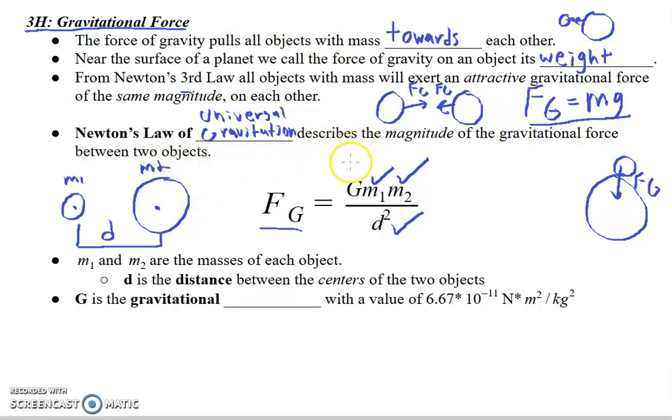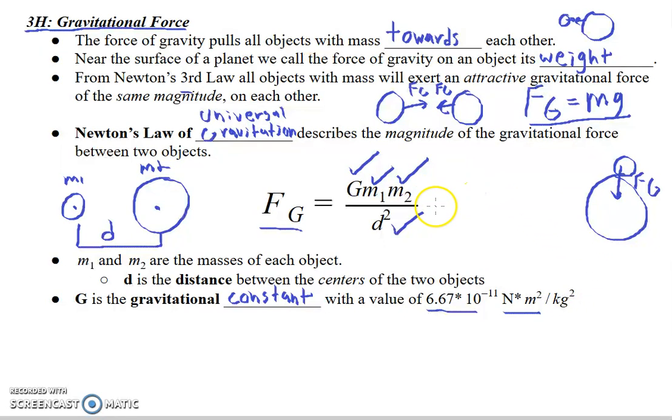And the last thing is, what is this G? This G is the gravitational constant. This capital G is always going to be the same. It doesn't matter what planet you're on. If you're not on a planet, if you're in the middle of outer space, that's always going to be the same. Big G is always going to have the same value: 6.67 times 10 to the negative 11, and then it has these weird units, newtons times meters squared over kilograms squared.